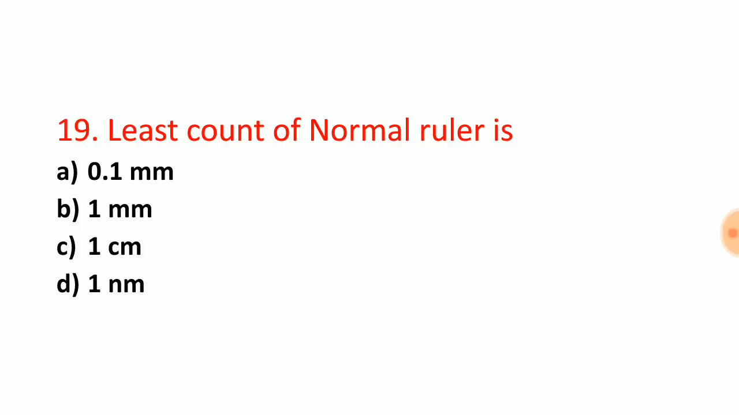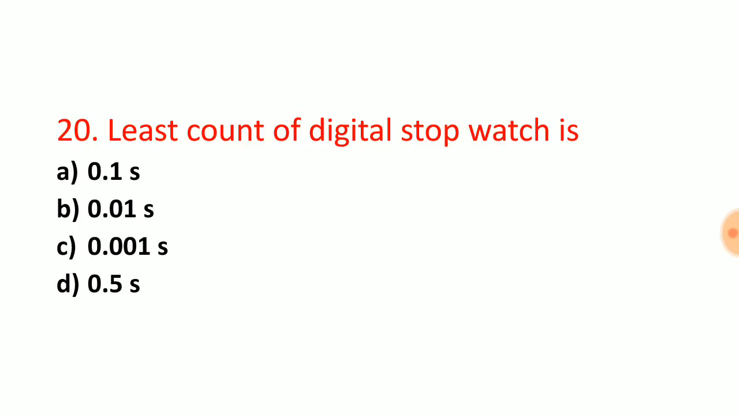In a normal ruler we see that in between 0 to 1 centimeter there are 10 small divisions. Each division is 1 millimeter. Least count means minimum the device can measure, the minimum distance the ruler can measure is 1 millimeter. So option choice B is the correct answer. Question number 20. Least count of digital stopwatch is. Least count of digital stopwatch is 0.01 second, that is option choice B is the correct answer.